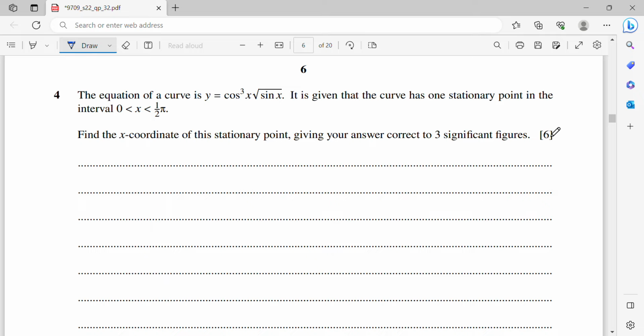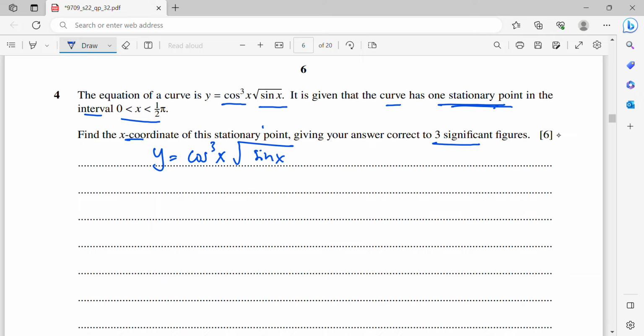Question 4. The equation of a curve is y equals cos cubed x times square root of sine x. So now I will rewrite the function. It is given that the curve has one stationary point. Stationary points happen when dy/dx equals 0. And this stationary point is in the interval from 0 to half pi. Now find the x-coordinate of this stationary point, giving your answer correct to 3 significant figures.